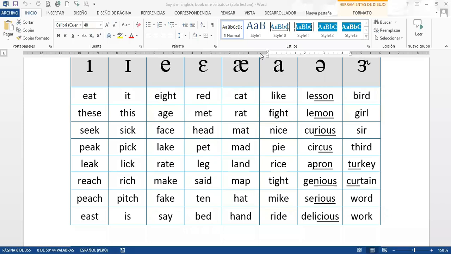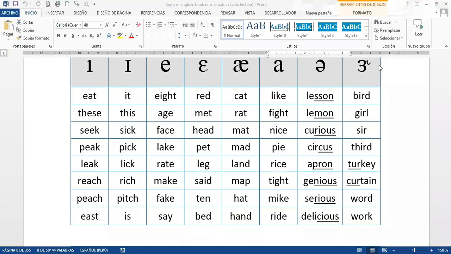Okay, so we were talking about the schwa. The schwa is present in almost all words in English. Let's do it again. Listen, lemon, curious, circus, apron, genius, serious, delicious. It doesn't matter if the word is spelled with O, or O-U, or U. The sound of this vowel schwa is present. It doesn't matter the spelling; the word can be spelled with different vowels, but the sound is always the schwa. Let's do it again. Listen, lemon, curious, circus, apron, genius, serious, delicious.